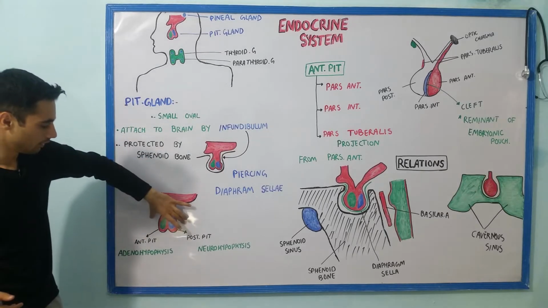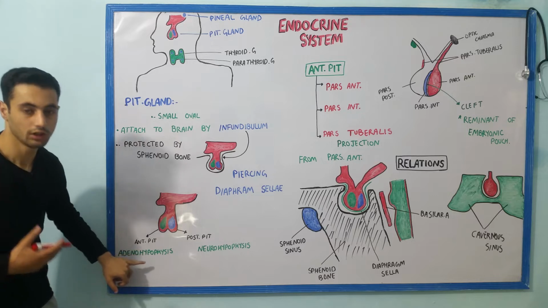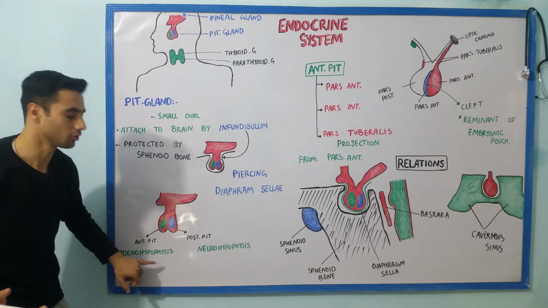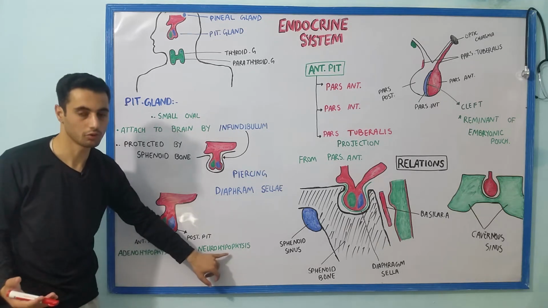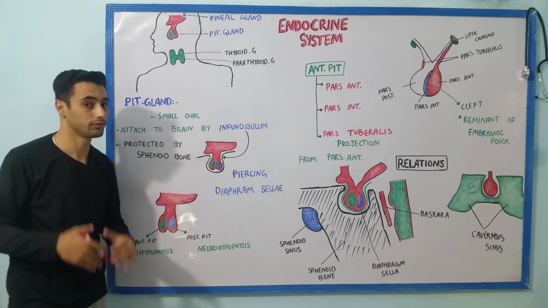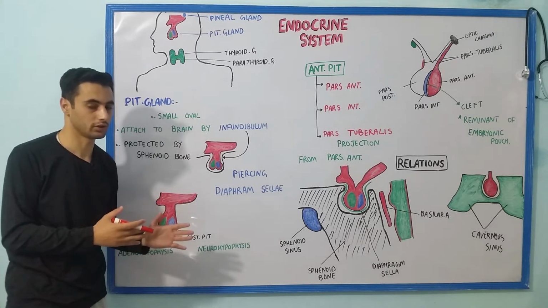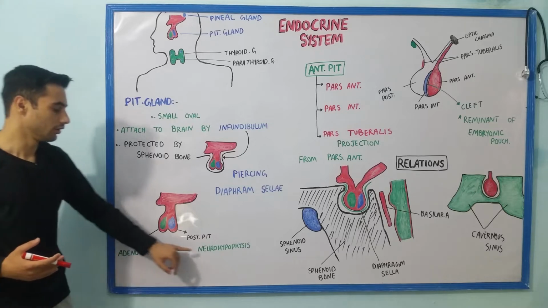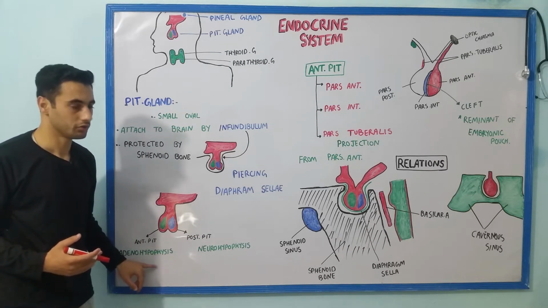Now, the pituitary gland is divided into the anterior pituitary, which is also called the adenohypophysis, and the posterior pituitary, called the neurohypophysis. Now, why are separate names given? It is because the embryonic derivation of both the tissues is different. One is from the neural tissue outgrowth, and the other is from the other structures.